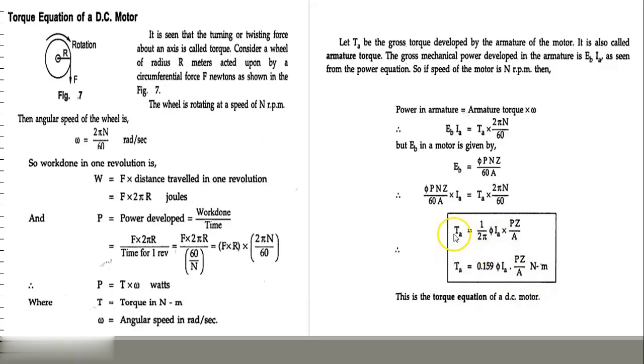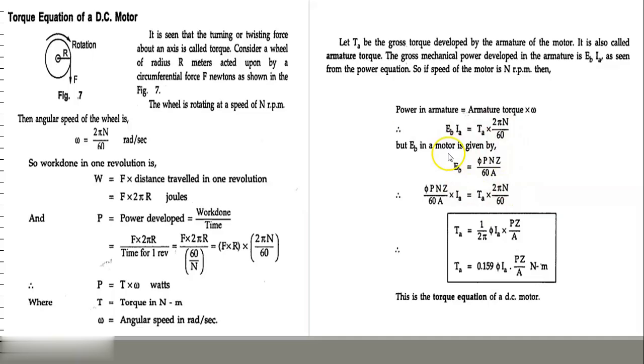Students should understand one more detail about back EMF. EMF induced in DC motor is called back EMF. It always opposes the supply current as per Lenz's law. It is the significance of back EMF, and its equation is the same as we discussed for generated EMF, that is phi P N Z by 60A. The difference between back EMF and generated EMF is that generated EMF is produced in a generator, but back EMF is produced in a motor.